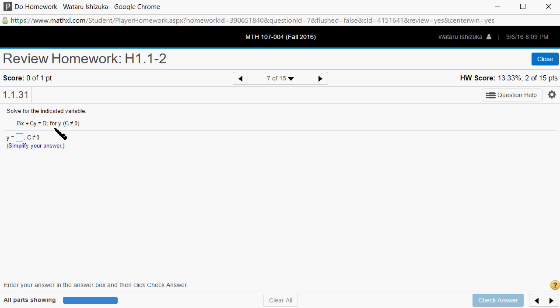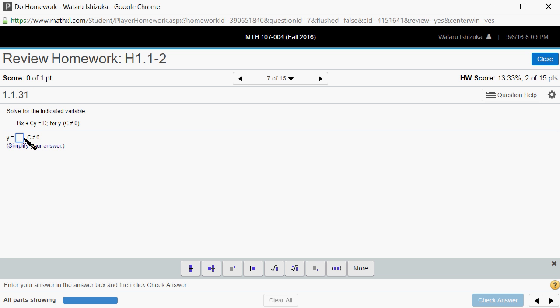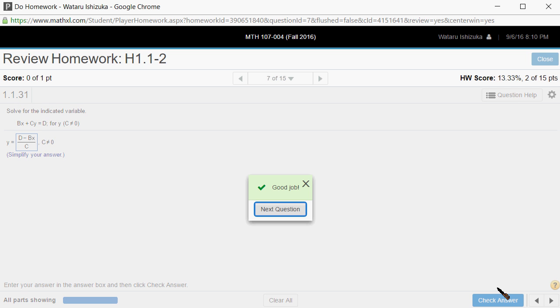If you want to solve for this one, you're going to get d minus, so subtract bx from both sides. So you're going to get d minus bx. Then you're going to divide through by c, right? Then check answer. All right, got that. The other one would have been correct.